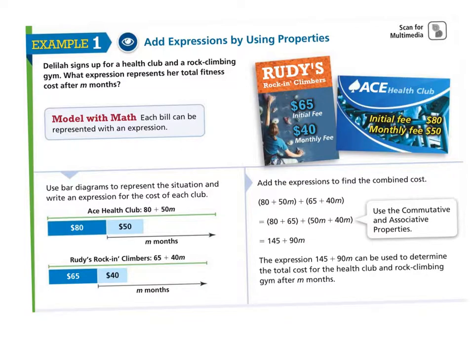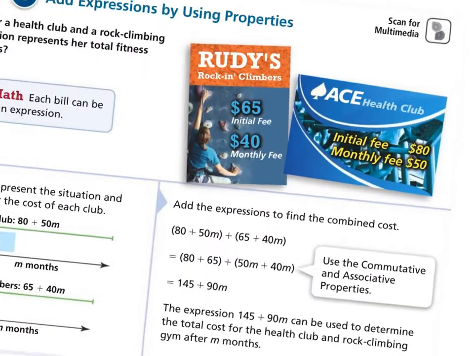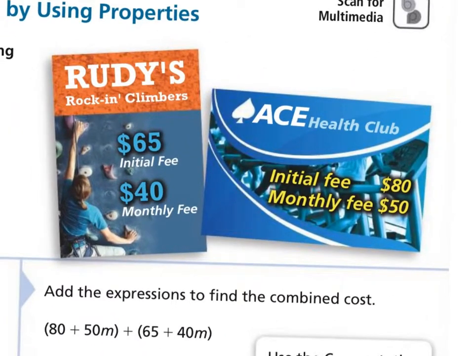So if we look at example 1, Delilah signs up for a health club and a rock climbing gym. What expression represents her total fitness cost after M months? So if you'll notice, if we look at their costs here, we have initial fees and monthly fees.